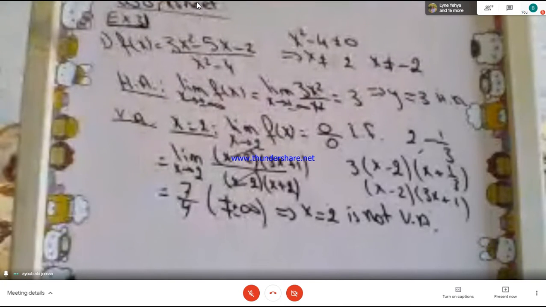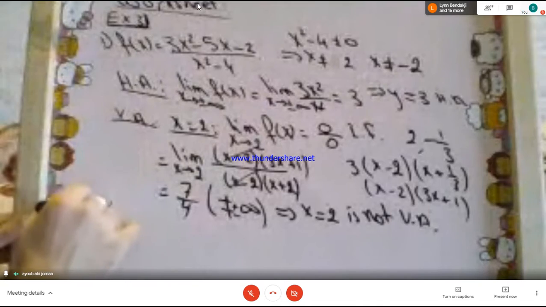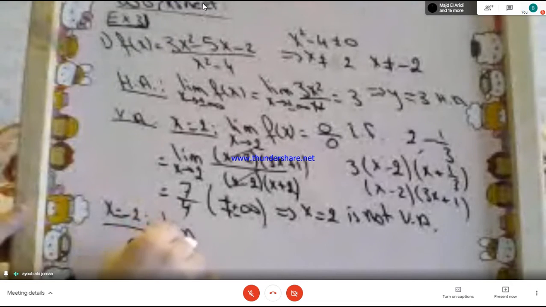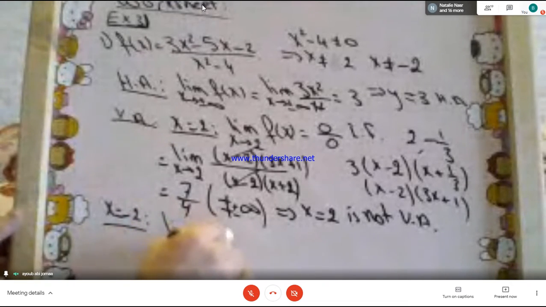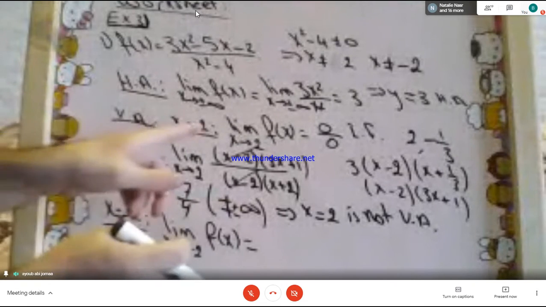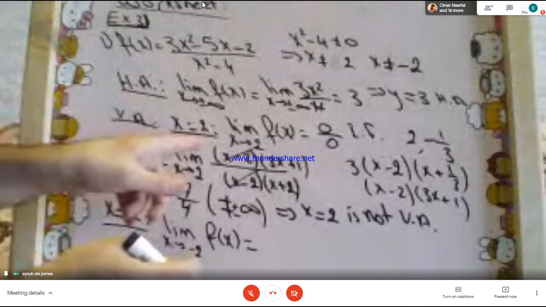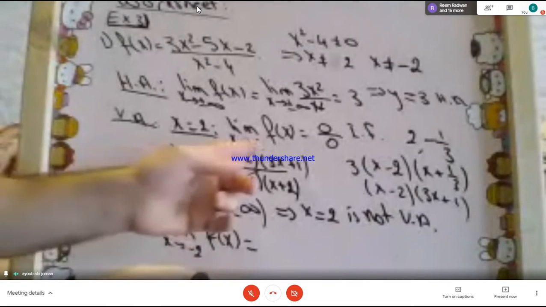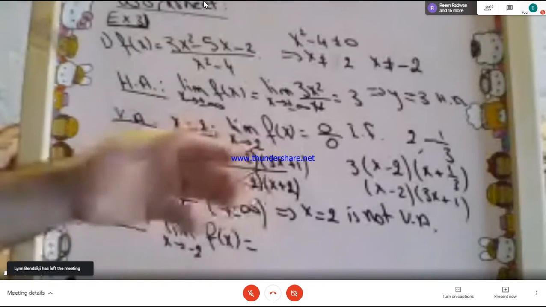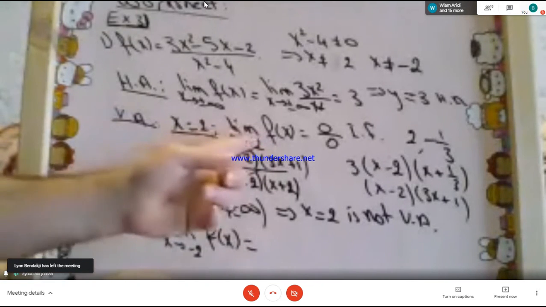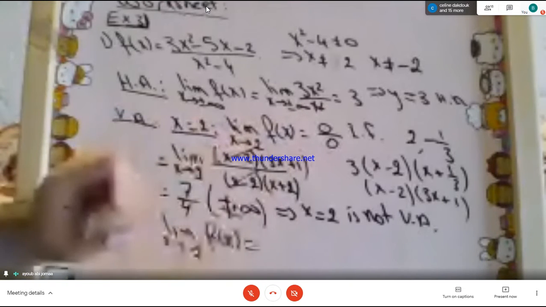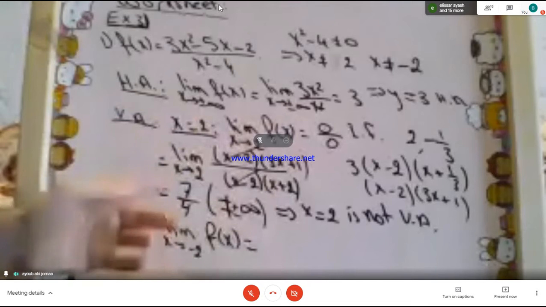Now, the limit as x approaches negative 2 of f of x. Because here I know the answer, I didn't write 2 minus or 2 plus. As a student, you are going to write 2 minus or 2 plus, one of them. And you'll notice that the answer is 0 over 0. And you are going to find the answer, it will be 7 over 4. You'll notice that whether 2 minus or 2 plus, there will be no change, and the answer will be 7 over 4.